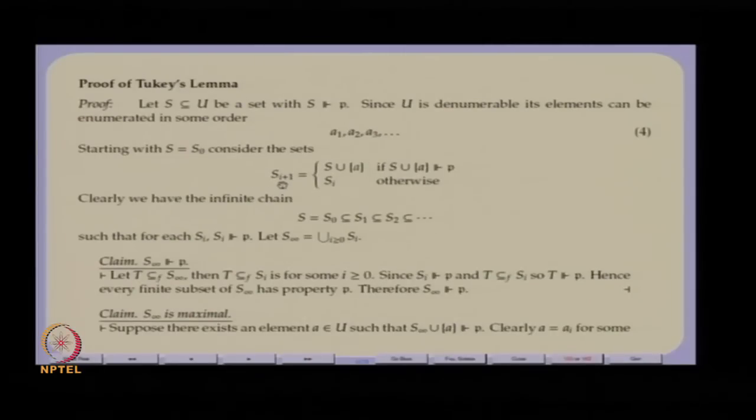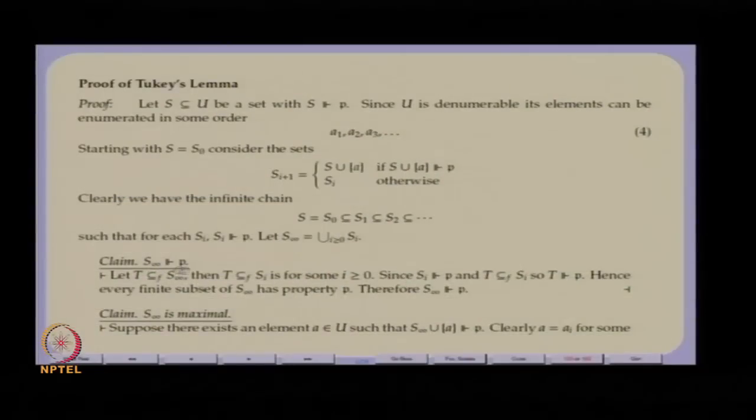Now what happens is, since we are only adding elements, what you get is an infinite chain starting from S, and this infinite chain is a monotonically increasing chain, yeah, is at least monotonic. So S(i) is guaranteed to be a subset of S(i+1), and what I can do is I can take the union of this infinite chain and call that S infinity. Yeah. So this union S infinity, I claim, is a maximal extension of S, which will satisfy the property P, given that S satisfies the property P.